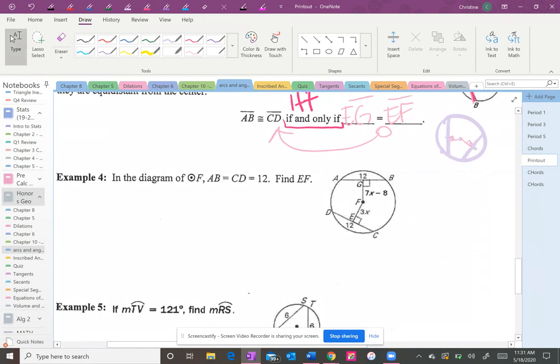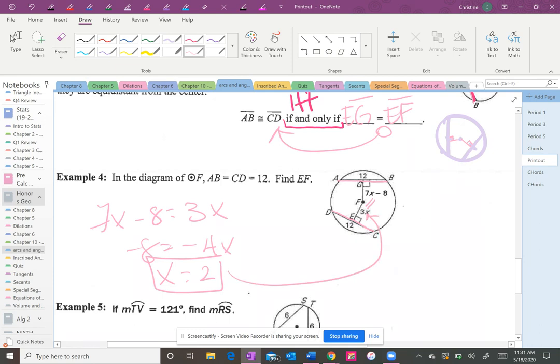So here's an example. Because these 2 chords are the same, you are allowed to say that these 2 expressions are the same. So 7x minus 8 equals 3x. I will just move the 7 over. It's negative, but it won't be for long when you divide by -4 and get x equals 2. They want you to find EF, so just substitute it back in. 3 times 2 is 6. Technically, this should also equal 6, which it does. 14 minus 8 is 6.